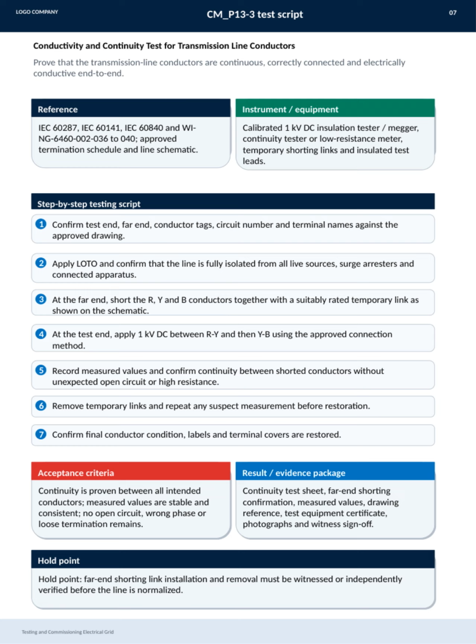The test results include a detailed evidence package with test sheets, far-end shorting confirmation, measurements, equipment certificates, photos, and witness sign-offs. Importantly, the hold point requires that installation and removal of the far-end shorting link be witnessed or independently verified before the line is re-energized, ensuring safety and test integrity.